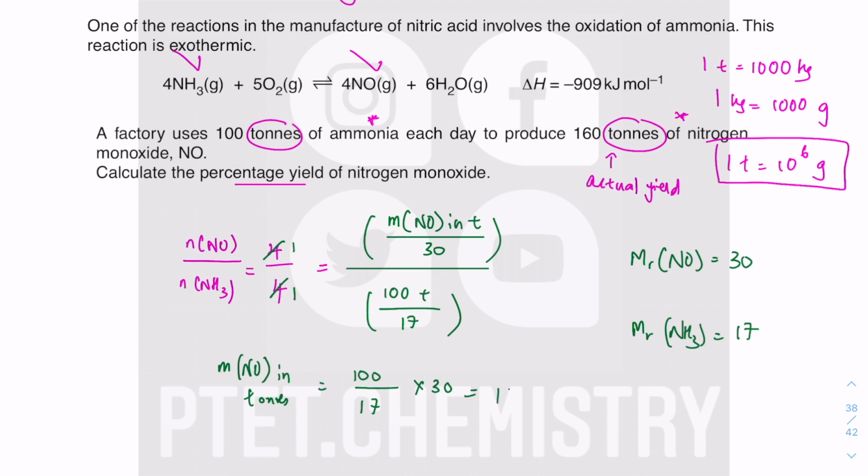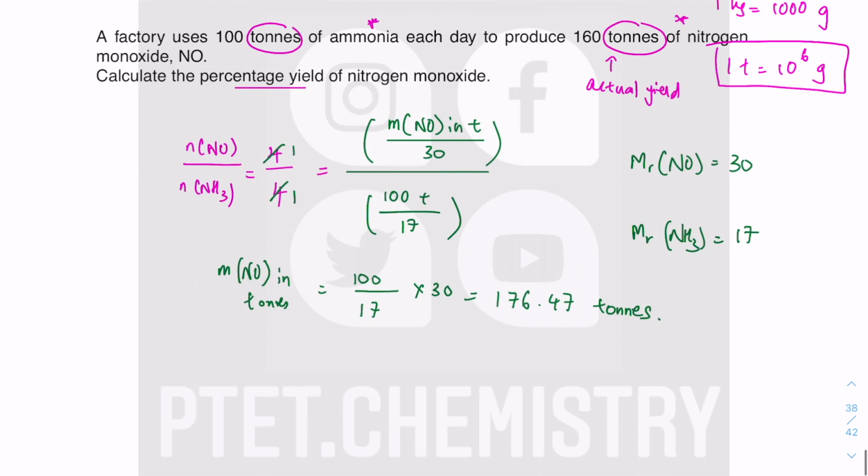So I get 176.47 tons. Alright, so that's not my final answer because what they want is percentage yield. So percentage yield means how much I actually get. I get 160 tons. How much I expect to get. I expect to get 176.47 tons.